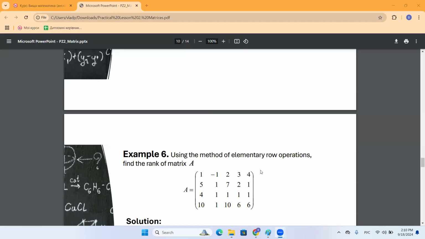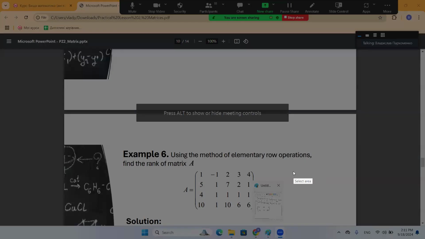Okay, let's continue. And now we will use the method of elementary row operations to find the rank of matrix A. So it's one more way to do it. And now let's start.